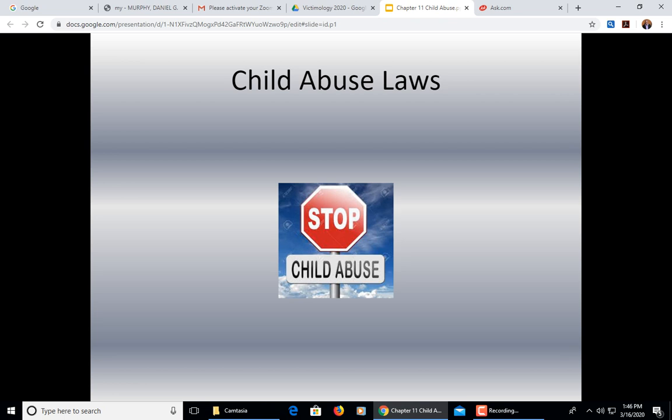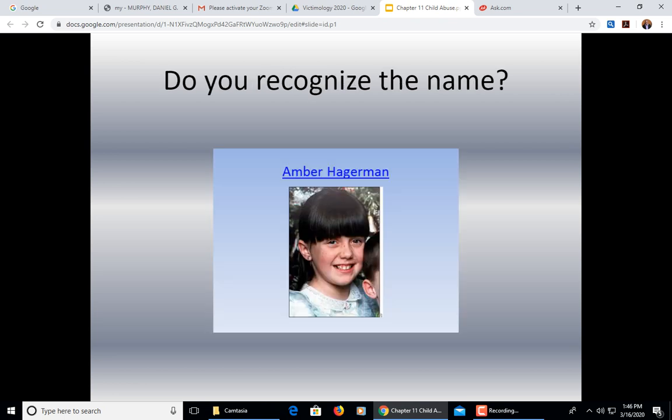Child abuse laws. Okay. Let's think about the different laws we have designed here to protect children. Amber Hagerman. Has anyone ever heard of Amber Alert?